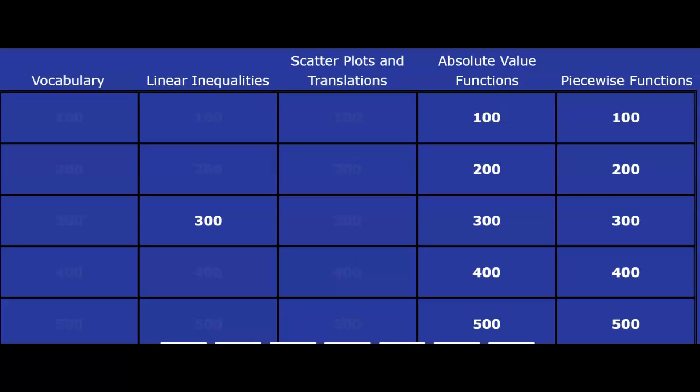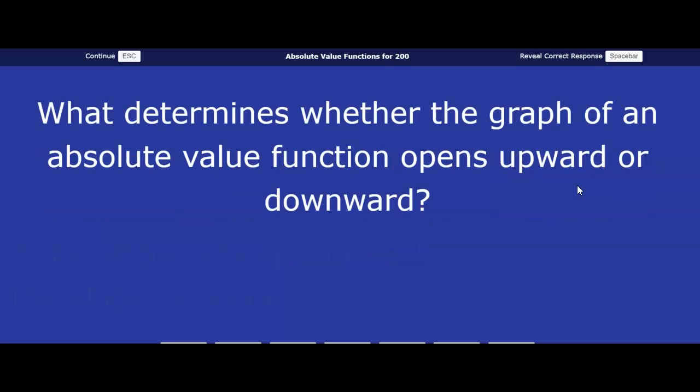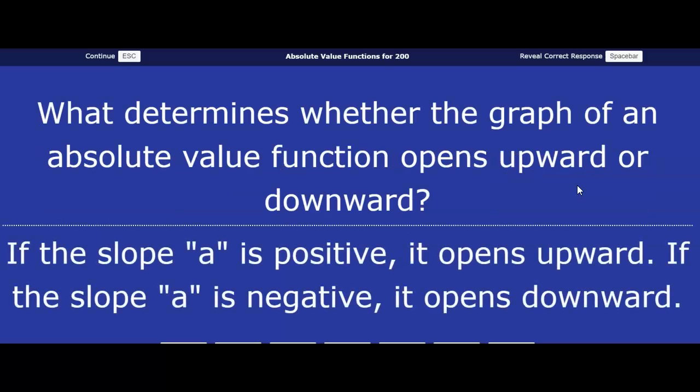All right, guys, let's do 200. What determines whether the graph of an absolute value function opens upward or downward? Kayla, I saw your hand up well before. Whether it's a negative or a positive A. If the A value is positive, it opens up. If the A value is negative, it opens down.